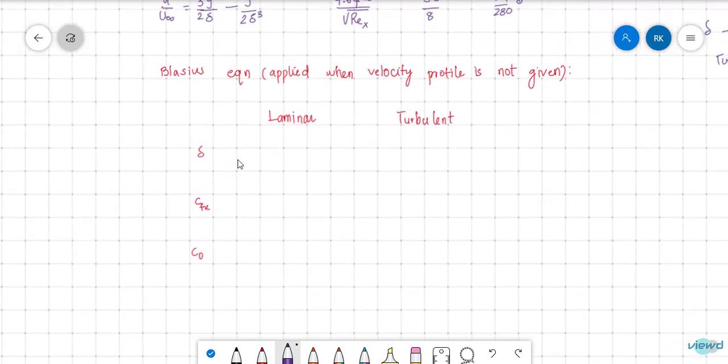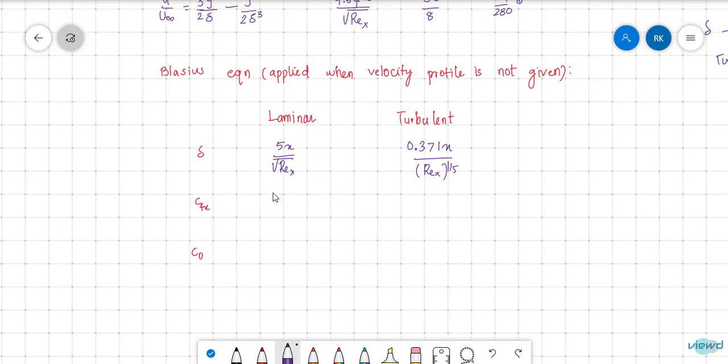Now let us see the Blasius equation. If the velocity profile is not given, just use this. Mostly this type of questions will be asked in GATE and ESE. Now for laminar flow, delta is equal to 5x divided by root REX. So this is for laminar. For turbulent, it is 0.371x divided by REX power 1 by 5. So what is REX? At x, the Reynolds number.